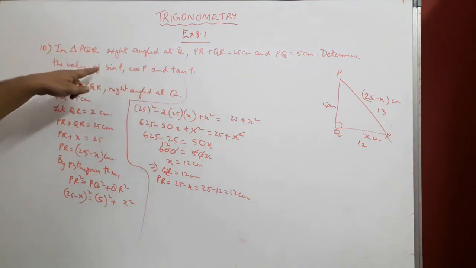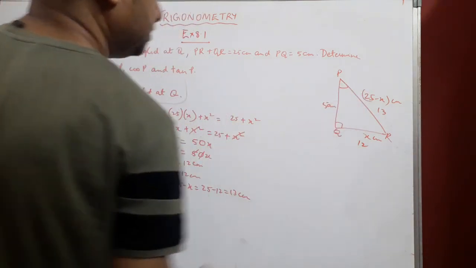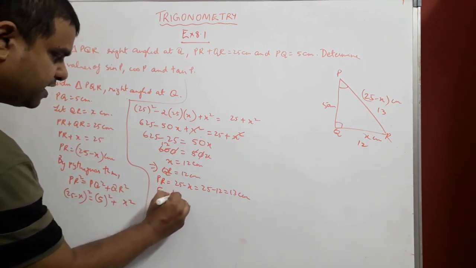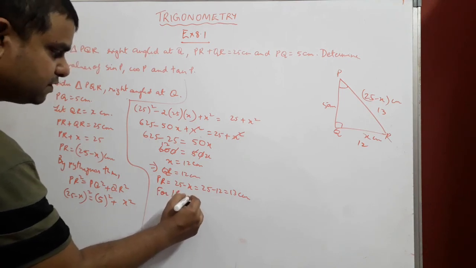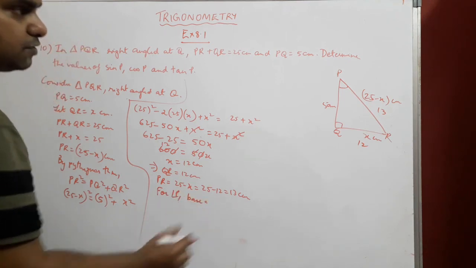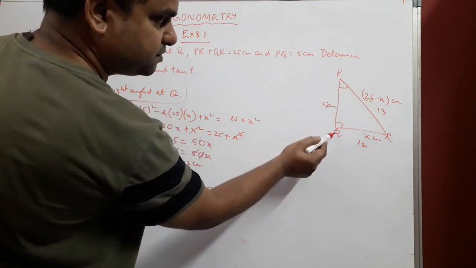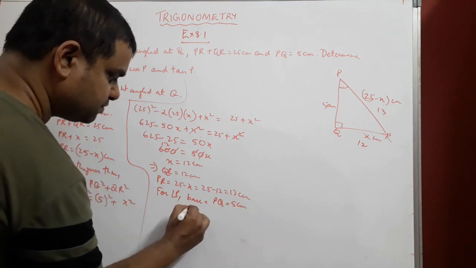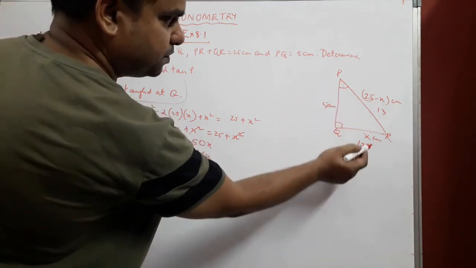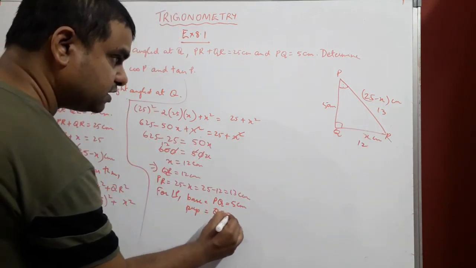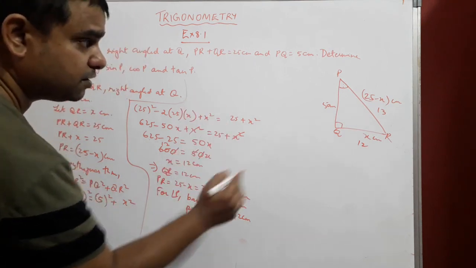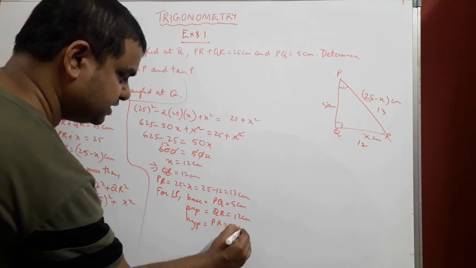Now we need to find out sin P, cos P and tan P. Where is P? Over here. So for angle P, we'll say base equal to, if this is P, that means the base becomes PQ. And PQ is equal to 5 centimeters. What is perpendicular? Opposite to angle P, which is QR, which is equal to 12 centimeters. And hypotenuse is what? PR. So PR equal to 13 centimeters.